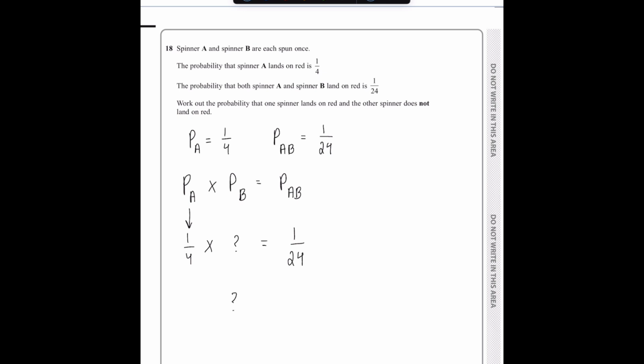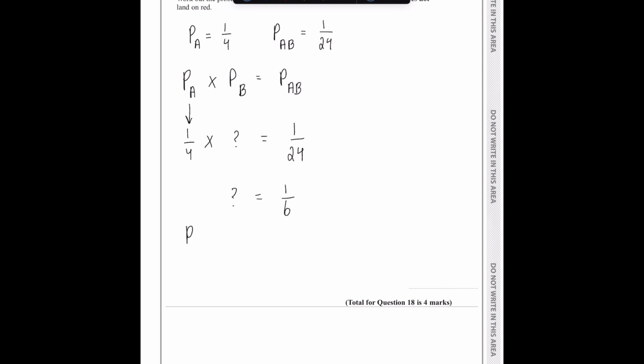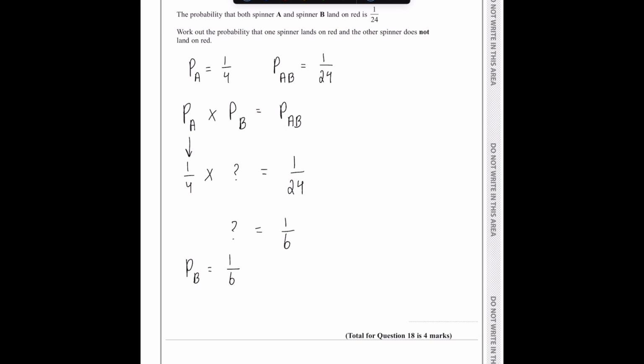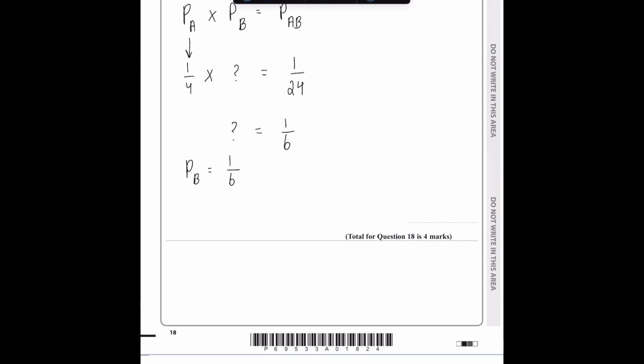So here, to get this unknown value on its own, we divide both sides by 1 over 4, and as a result, that gets us the unknown value of 1 over 6. So now we know what the probability of B spinning on red is, which is 1 over 6. But now we want to find out the probability of one spinning on red and the other not spinning on red. So what we can do here is think, what is the probability of A spinning on red, but then B not spinning on red?